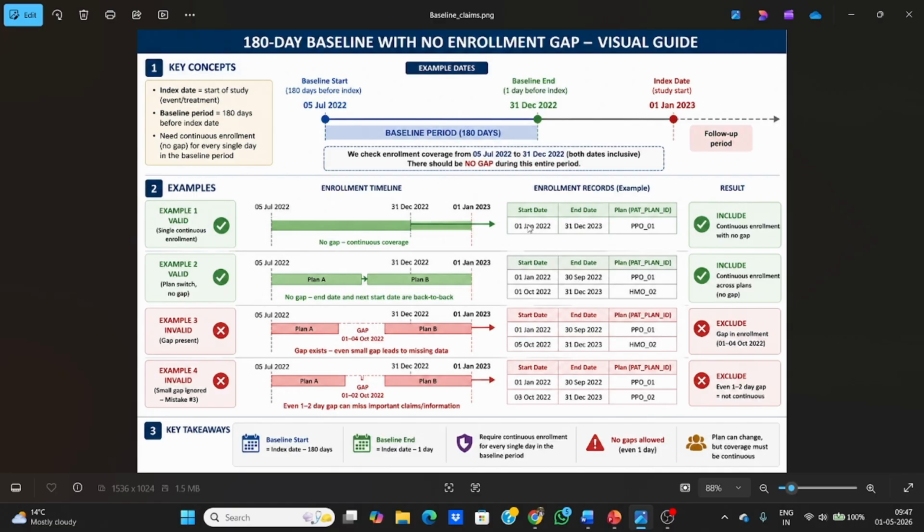So we check for enrollment coverage between these two dates, the baseline start date and the baseline end date, including both the dates. Both the dates are included, and there should be no gap. That is continuous enrollment in this scenario.